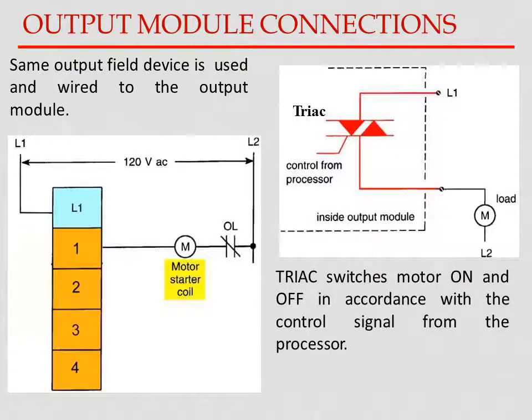So here the connections of output modules are shown. The same output field device is used and wired to the output module. Here a triac is shown. The triac switches the motor on and off in accordance with the control signal from the processor. So here the triac is used as a switch along with the motor.